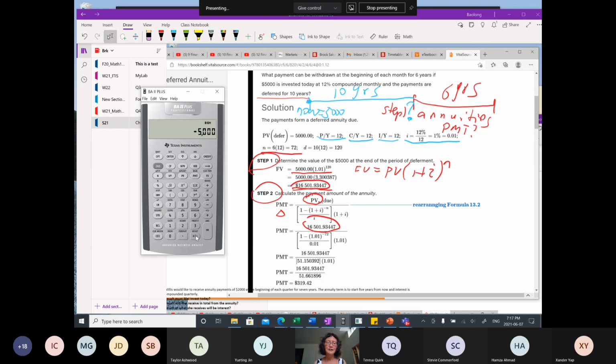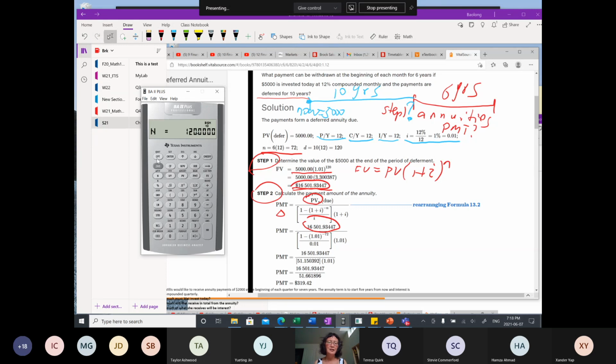So this 5,000 is the present value PV. 0 is PMT. You don't make any payment during the 10-year period. 12 is interest IY. Deferment is 10 years, which is the same as 120 months. That is the deferment term N.